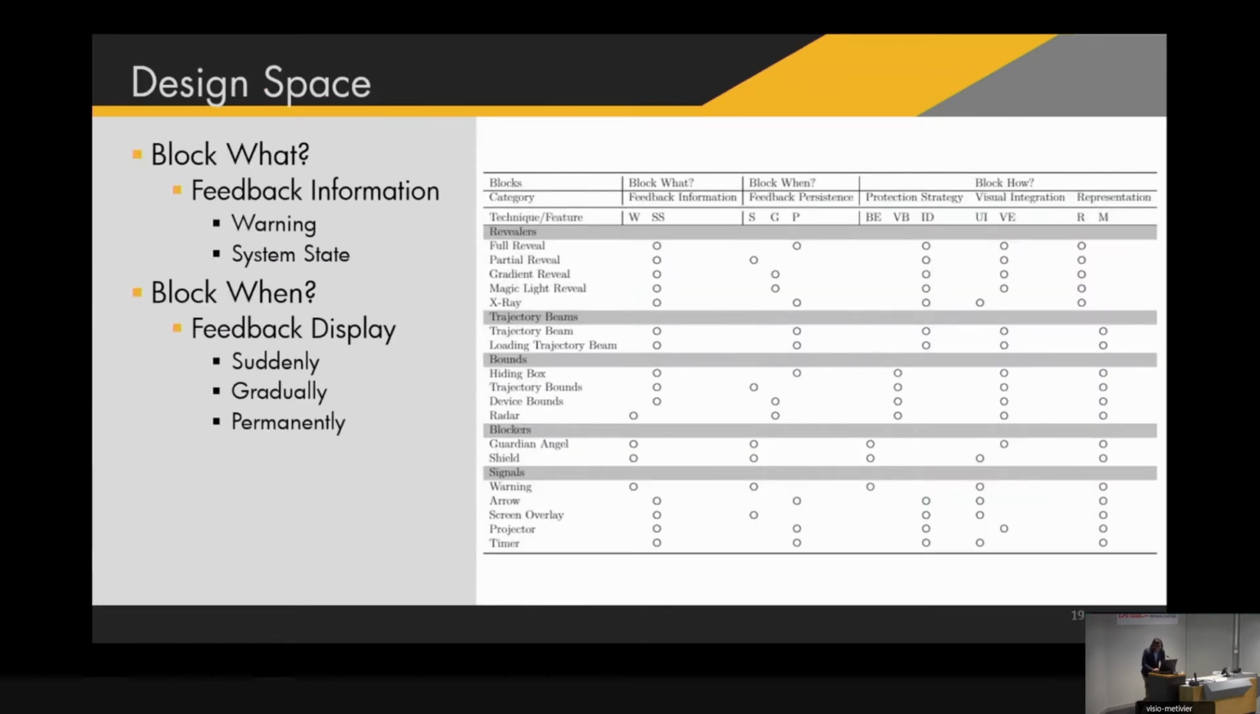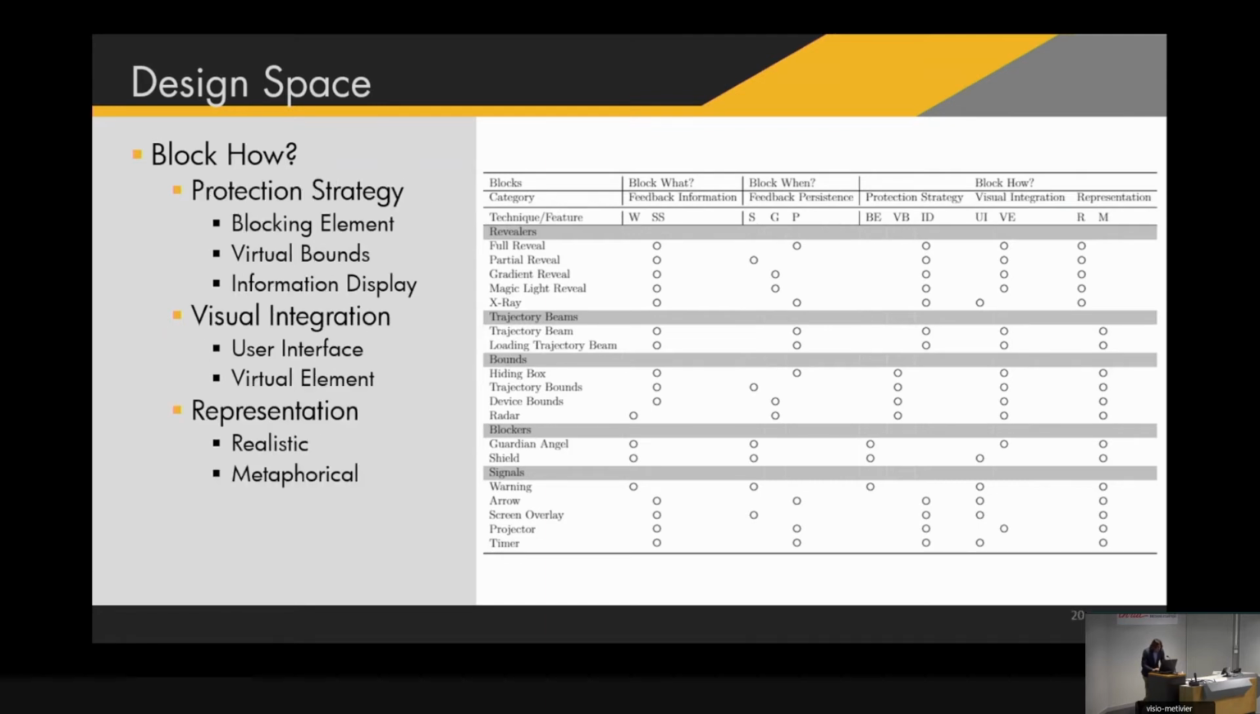We created this design space for conceiving the safety techniques, and we consider three main blocks. The block what focuses on the information that we're going to give to the users. This can be either a warning or the system state. We have the block when for asking us when exactly we're going to display this visual feedback. It can be either suddenly, gradually, or permanently. And the block how for asking how exactly are we going to protect the user using this visual feedback. We can do this under several combinations, but you can find further details in the thesis manuscript.